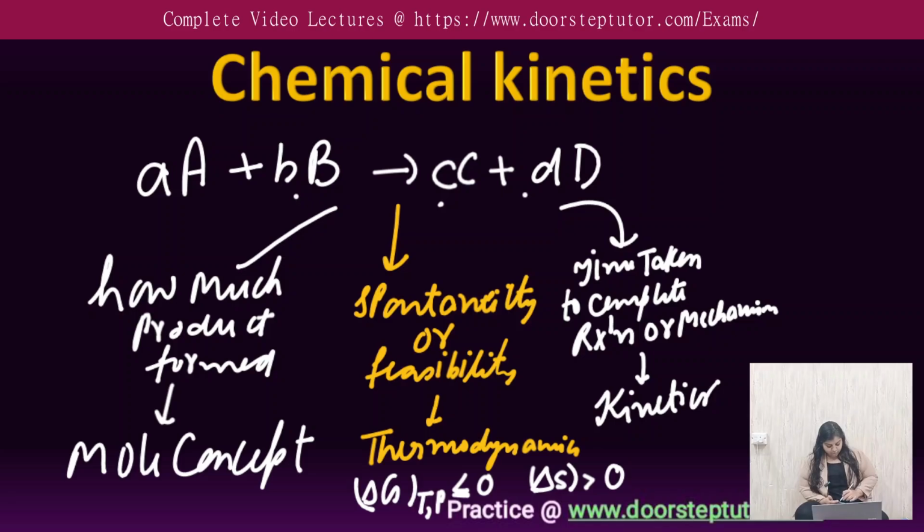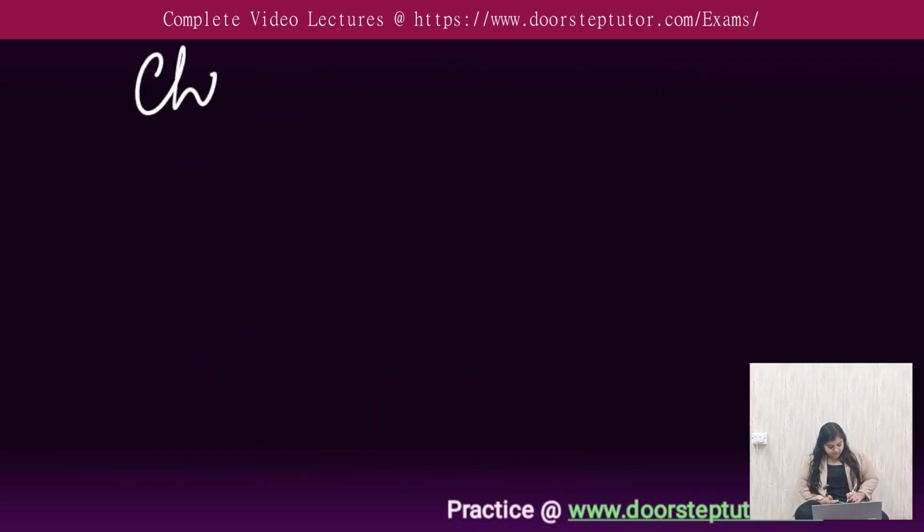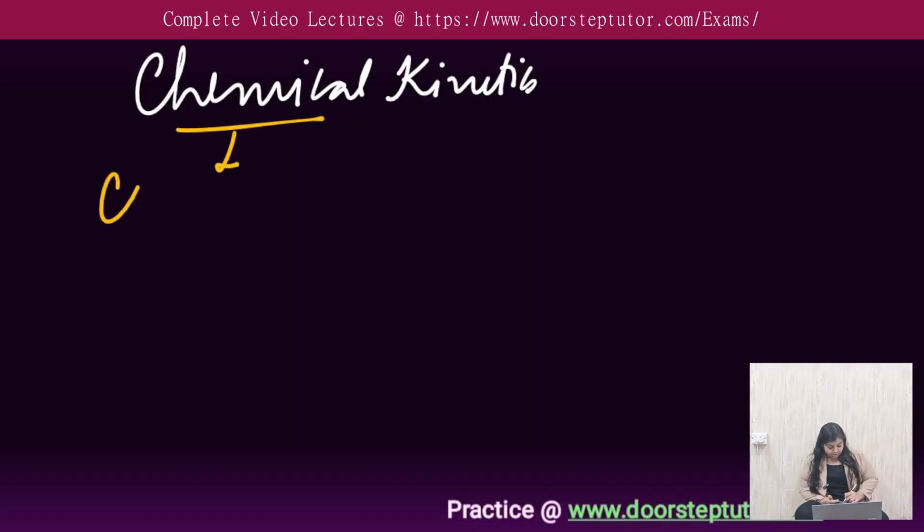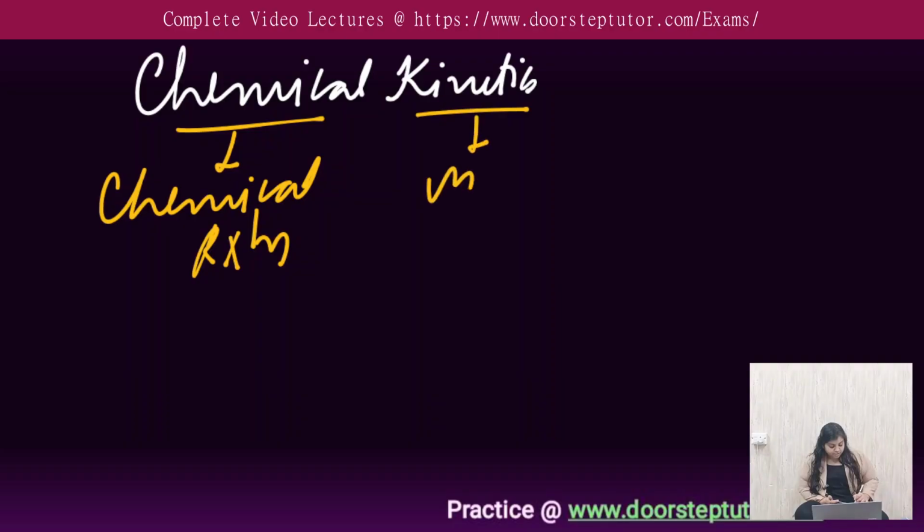From the name also you can see it: the term is chemical kinetics. It is made up of two words. The word chemical comes from chemical reactions, and the word kinetics is basically taken from motion. In physics also you might have learned the terms kinematics or kinetics, which are related to motion, that is, we are talking about the speed of something, right?